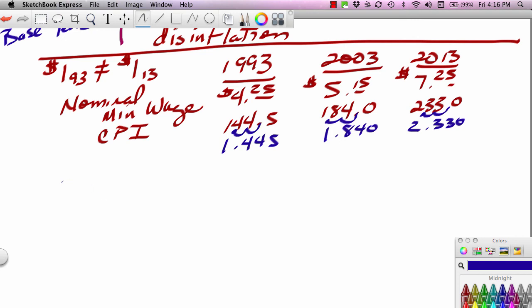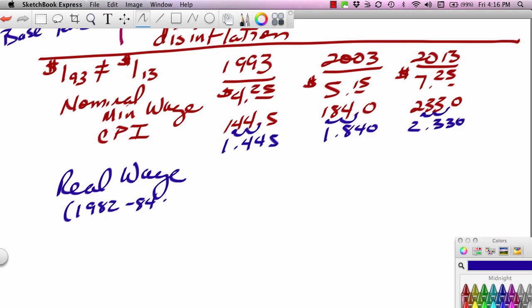All right? So let's get the real wage for each of these years. The real wage is in 1982-84 dollars because we know that 1982-84 equals 100. That's the base year period. You don't even have to know that. You just know that when you divide nominal data by the price index, whatever the base year of the price index, it's going to get you into real dollars.